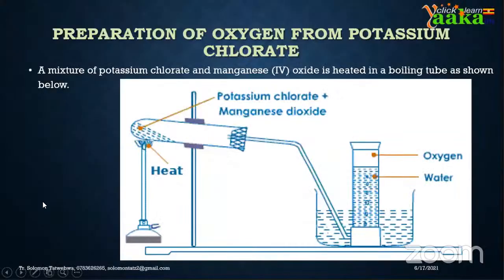Let's look at the preparation of oxygen from potassium chlorate. This one just is a little bit different. It involves the use of heat. So heat here is involved. We have a mixture of potassium chlorate and manganese oxide, of course, our catalyst. It's heated in a boiling tube, as shown.